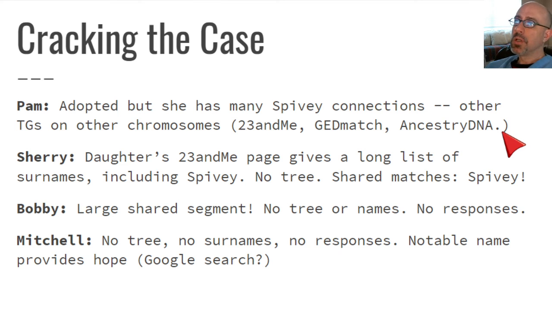Likewise with Mitchell, he had no tree, no surnames, no responses. Fortunately, his name was unique enough that it wasn't impossible to pull the needle out of the haystack. Bobby was worth pursuing despite the limitations because the DNA segment shared was very large, about 60 centimorgans plus.